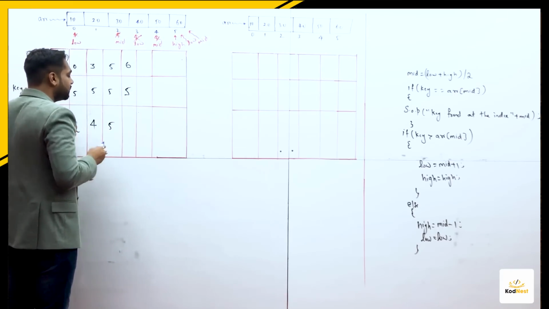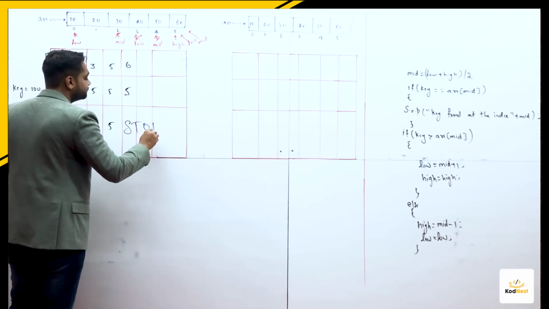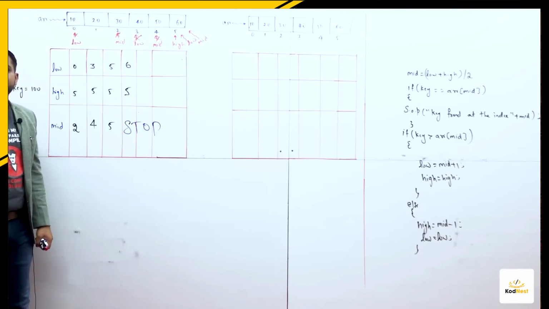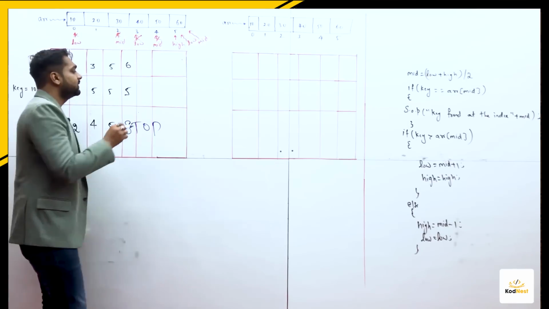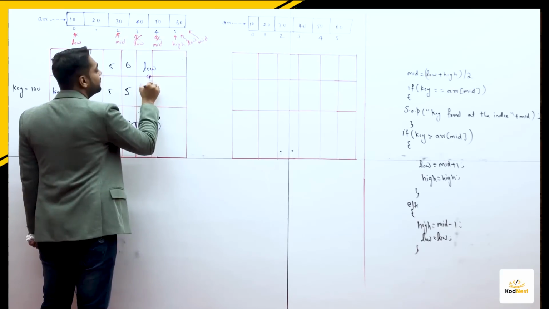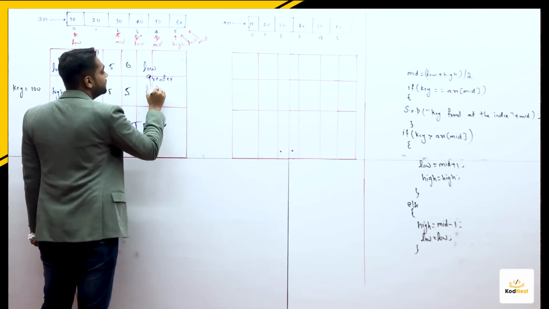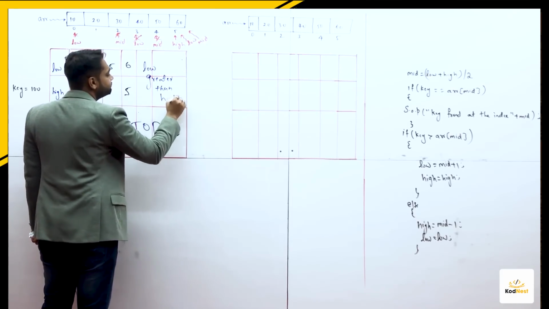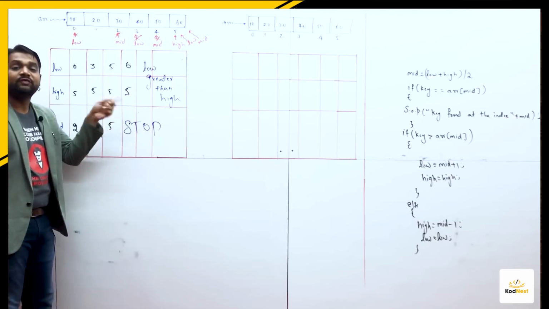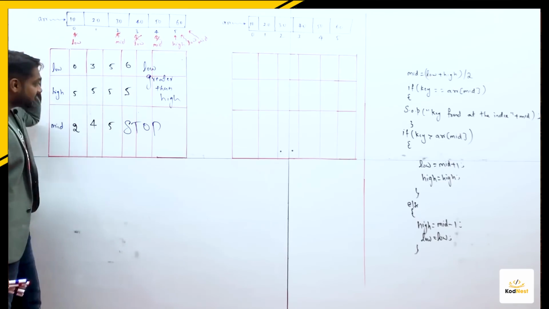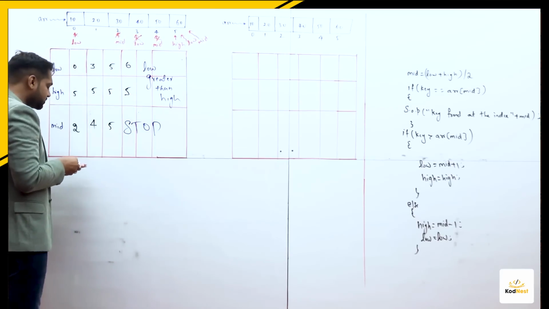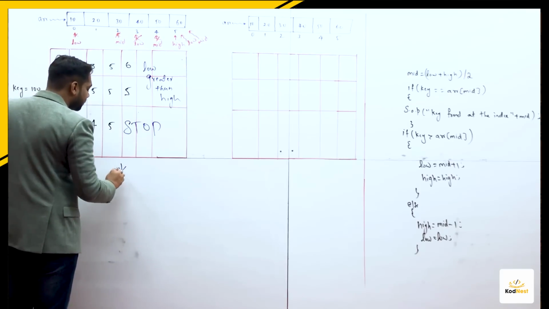Please stop the algorithm. If you ask me, sir, why? Why should I stop? Because this low became greater than high. If you want, you can see. What is low value? 6. What is high value? 5. If low becomes greater than high, close your eyes: key not found.